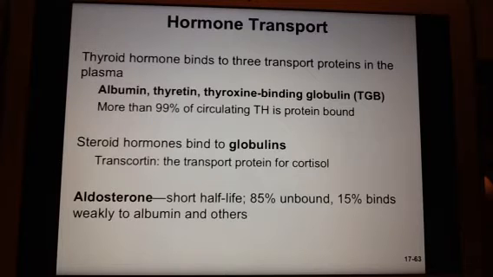Aldosterone has a short half-life. That's kind of the time that it can ride around in the blood. And so 85% of that hormone is unbound, and only 15% binds to a protein. Again, I don't need you to memorize that. I just want you to see that when it binds to the protein, it stays along a lot longer. We're going to find out that thyroid hormones stay a long time. That's going to be an example later.